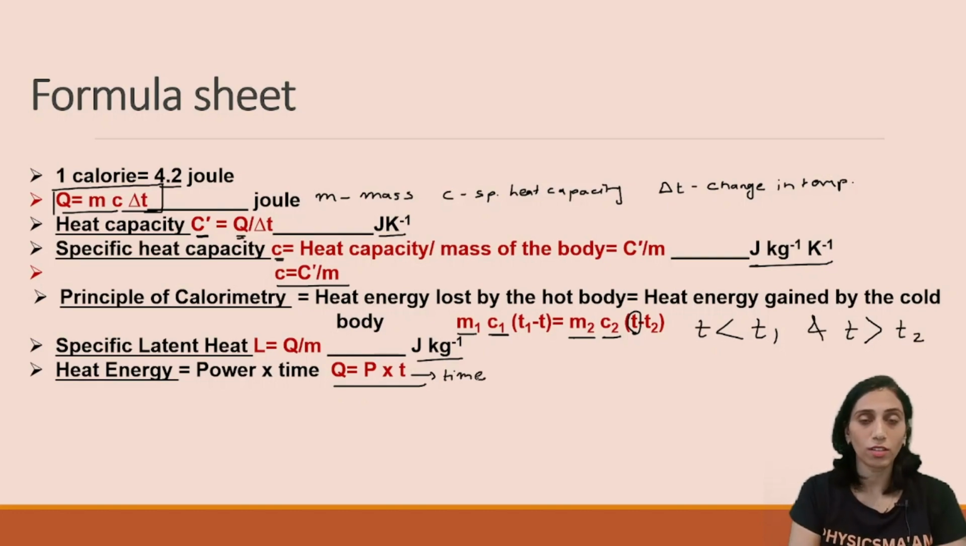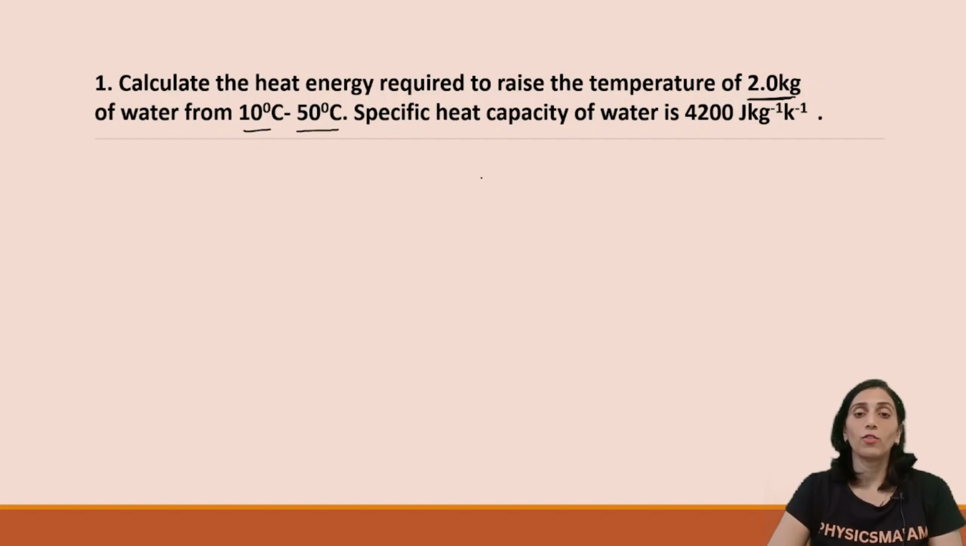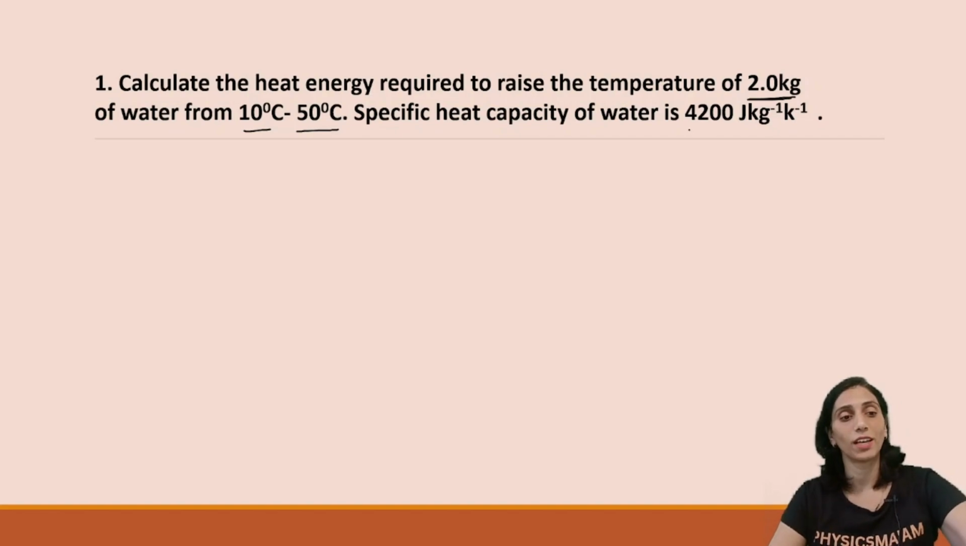So using all these formulae, we are going to solve some numericals. So let us go ahead and solve a few of them. I have taken one of each type so that you understand how to go about solving the numericals. Okay, now the very first question. Calculate the heat energy required to raise the temperature of 2 kilogram of water from 10 degrees Celsius to 50 degrees Celsius, wherein they've given the specific heat capacity of water as 4200 joule per kilogram per Kelvin.